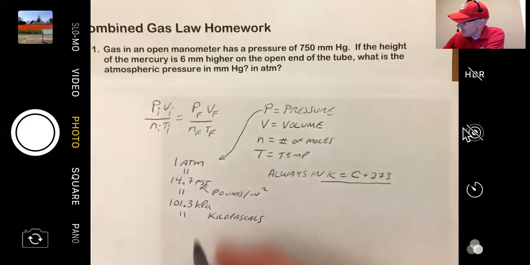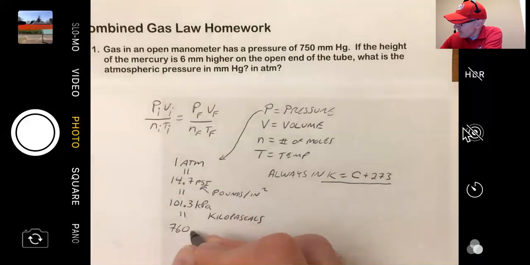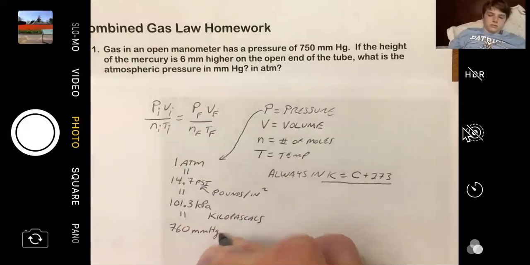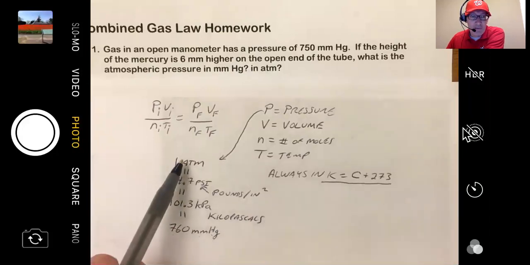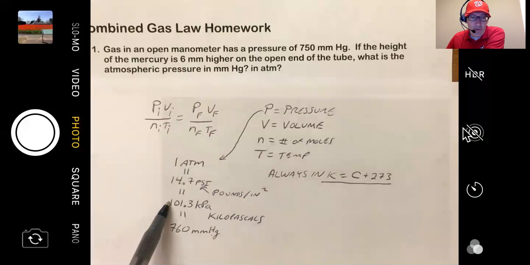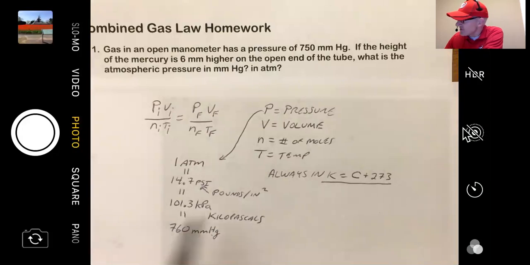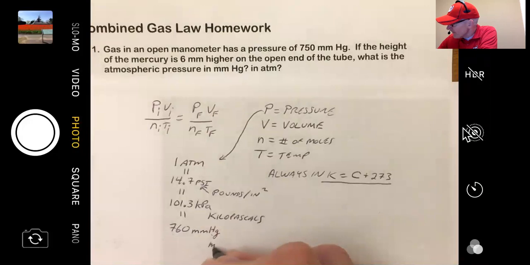And then the last one that I want you familiar with is, we talked about barometers and manometers and ways that we could measure pressure using columns of mercury. And so the last unit is 760 millimeters of mercury. So all of these things are equal to each other. 1 atmosphere of pressure is equal to 14.7 pounds per square inch, PSI. That's equal to 101.3 kilopascals. So these are equal symbols, just written up to down. And then that's equal to 760 millimeters of mercury.